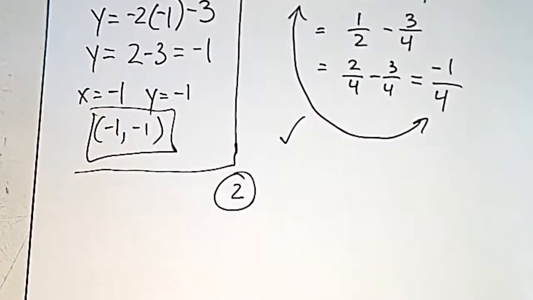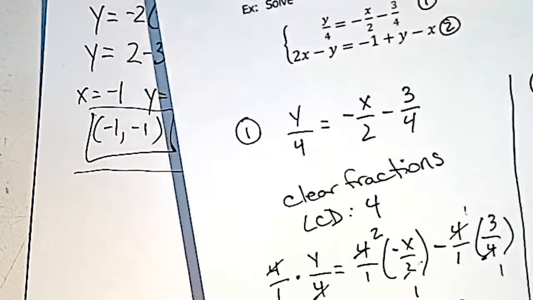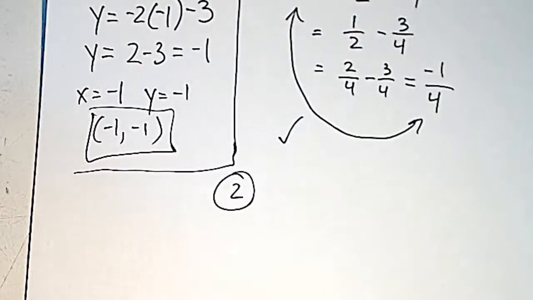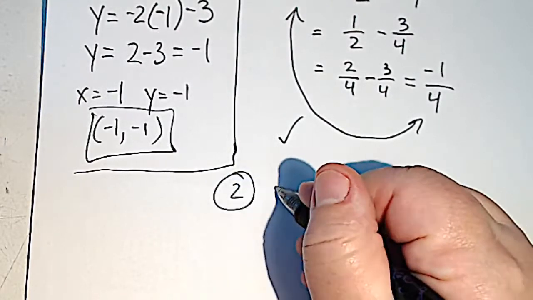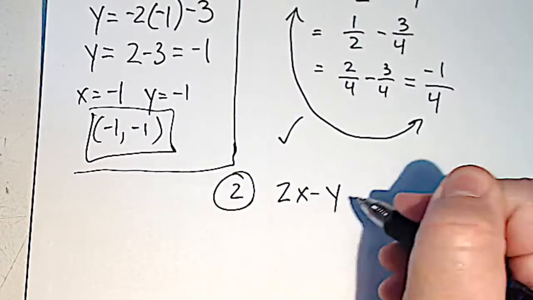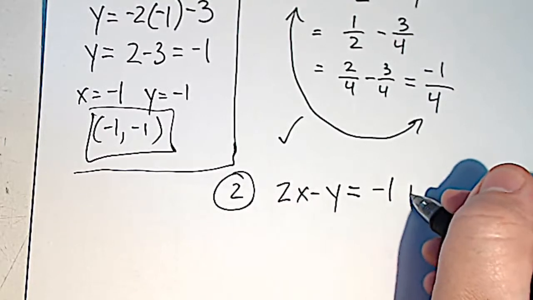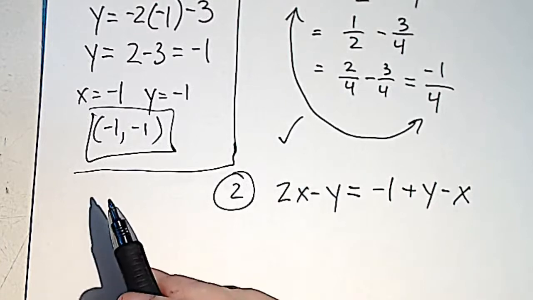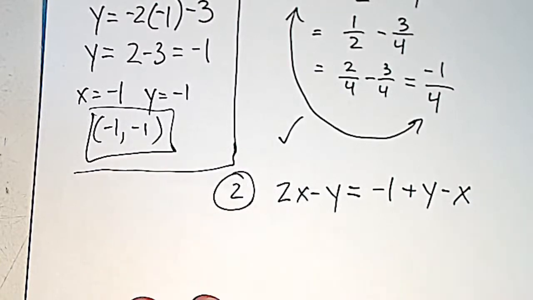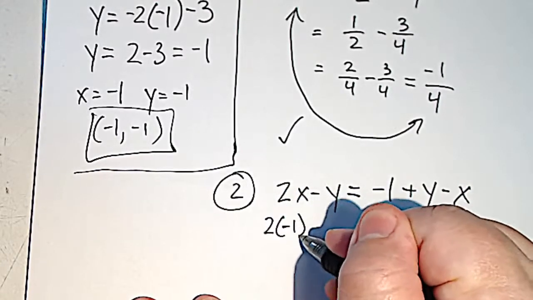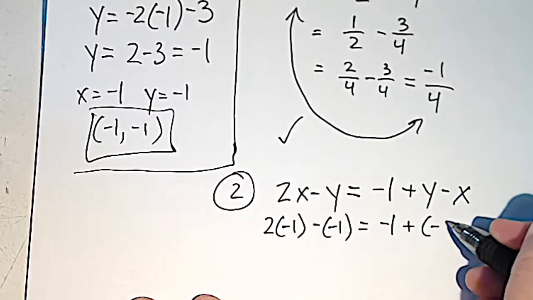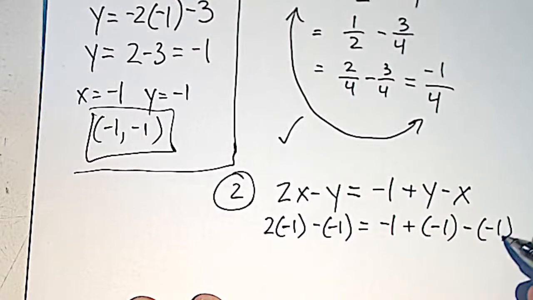Okay, let's check the second one. The second one is not quite so terrible. It's not great, but it's this long equation. So let me write that down for us. 2x minus y equals -1 plus y minus x. And my two values are -1 and -1. So 2 times -1 minus -1 equals -1 plus -1 minus -1. Oh my gosh, I'm so tired of saying 1.